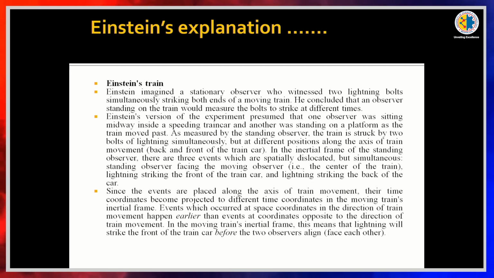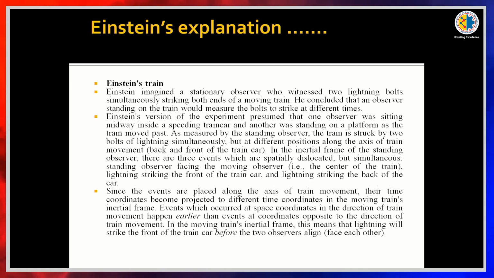Einstein imagined a stationary observer who witnessed two lightning bolts simultaneously striking both ends of a moving train. He concluded that an observer on the train would measure the bolts to strike at different times. Einstein's version of the experiment presumed that one observer was sitting midway inside a speeding train car and another was standing on a platform as the train moved fast.